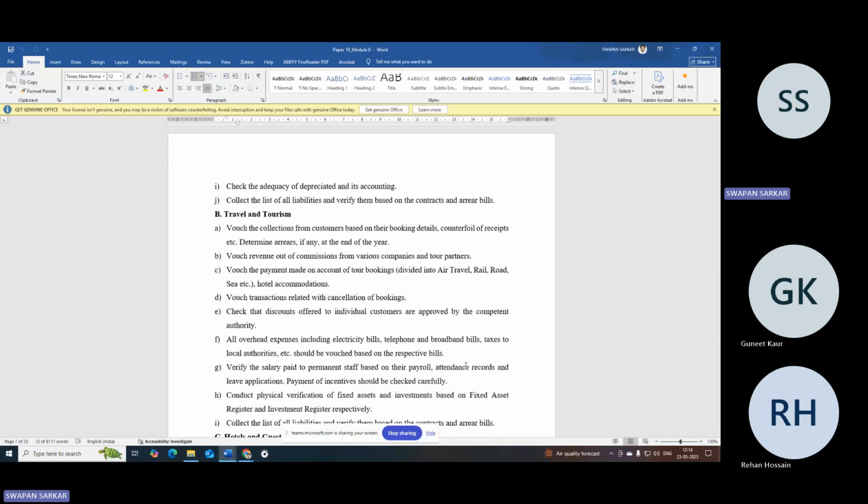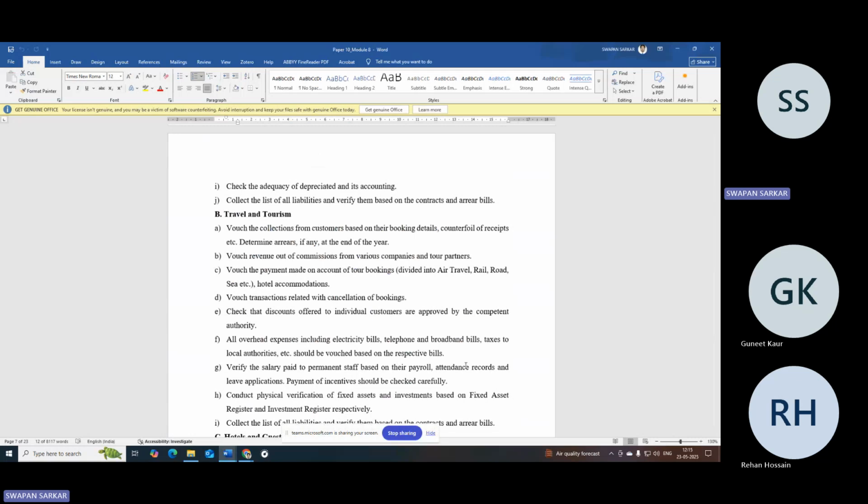Then vouch the payment made on account of your booking to hotel accommodation, etc. Vouch the payment made on account of your booking divided into air travel, rail travels, etc., hotel accommodation. Vouch transactions related with cancellation of booking. Check that discounts offered to individual customers are approved by the competent authority.